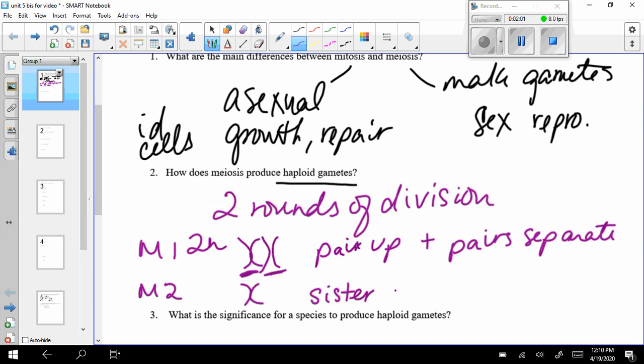And if you think about it, in mitosis, we only separated sister chromatids. We lined them all up and we separated them. But here in meiosis, you have 2 rounds so that you are lining up the pairs, separating the pairs, and then lining up the sister chromatids and separating the sister chromatids.